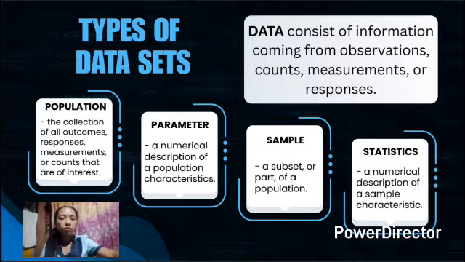So there are types of this. What are the types of data sets? First is the population. The population is the collection of all outcomes, responses, measurements, or counts that are of interest. Next is the parameter, which is the numerical description of a population characteristic. Then the sample, which is the subset or part of a population. Then statistics, a numerical description of a sample characteristic.